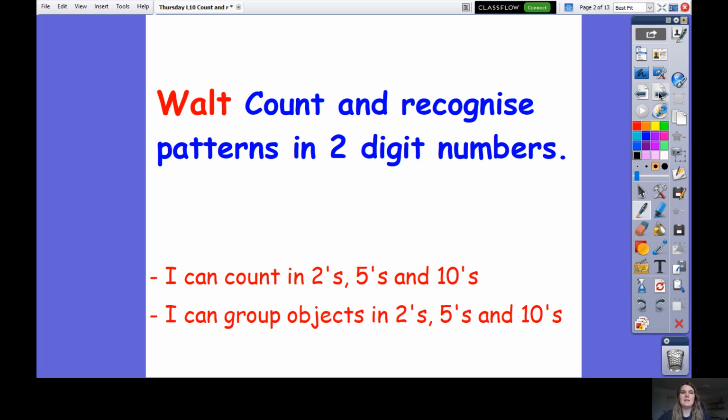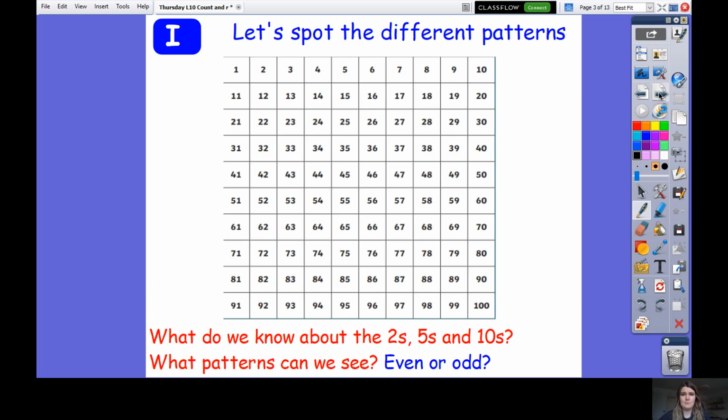So today we are counting and recognizing our patterns in 2-digit numbers. So we're going to need our 2s, our 5s and our 10s here to recognize some patterns. So let's see if Miss Banfield can recognize some patterns. Firstly, I'm going to look for my patterns in my 2s. Aha. So I'm going to count in 2s. Help count with me. 2, 4, 6, 8, 10, 12, 14, 16, 18, 20. Well done, you counted in some 2s.